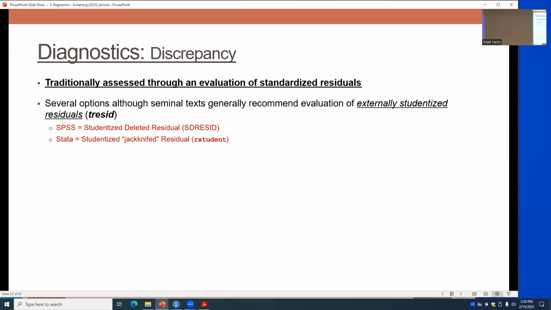This is the one we're going to work with mostly in our class. Between the discrepancy and the leverage, would you say one is more problematic than the other, or are they equal? We're going to talk about that.